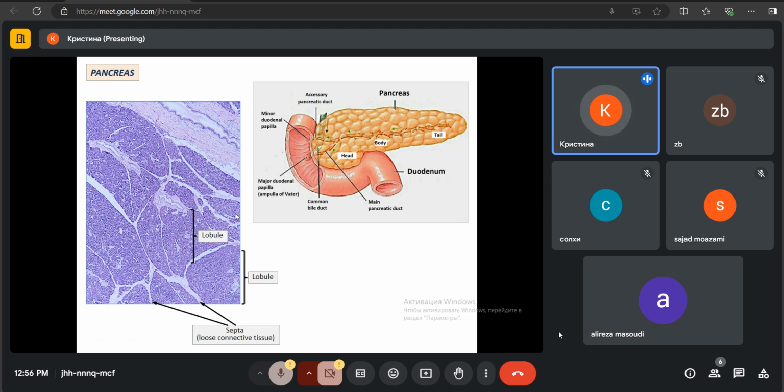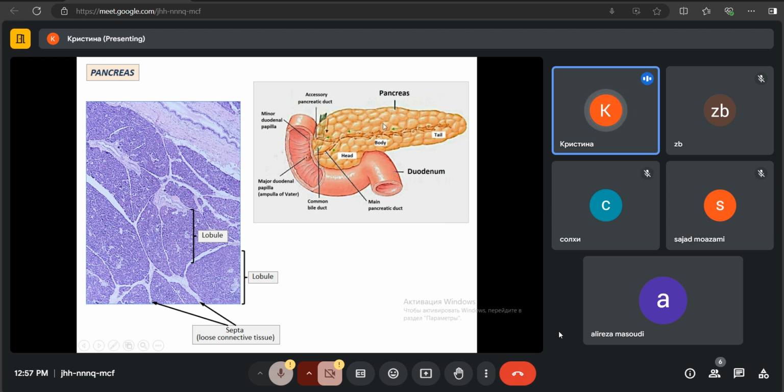And finally, we'll go to the pancreas. Pancreas anatomically has the subdivisions: the head, which is closely located to the duct system and to the duodenum, the body, and the tail. It is composed of lobules seen from outside.